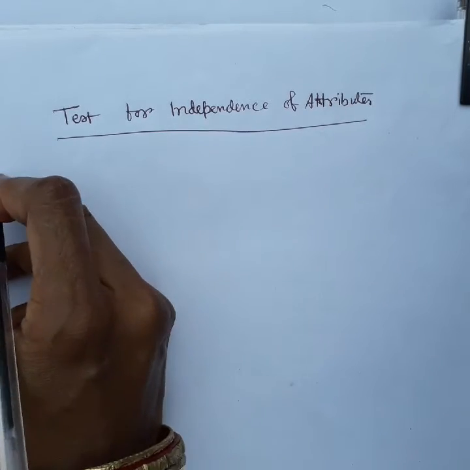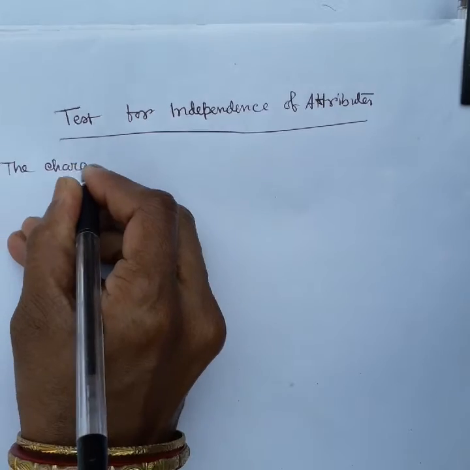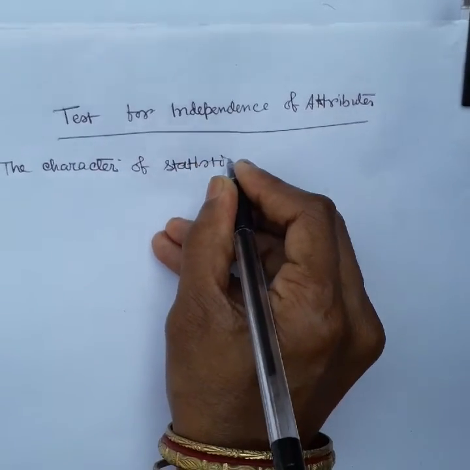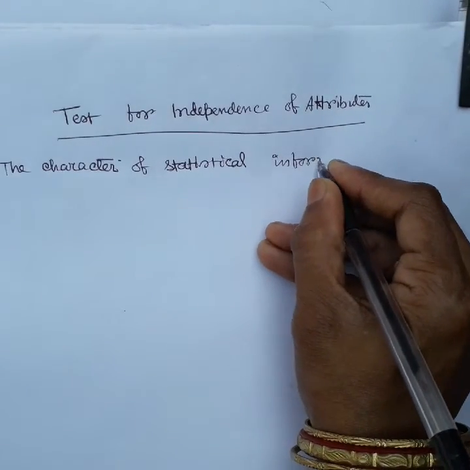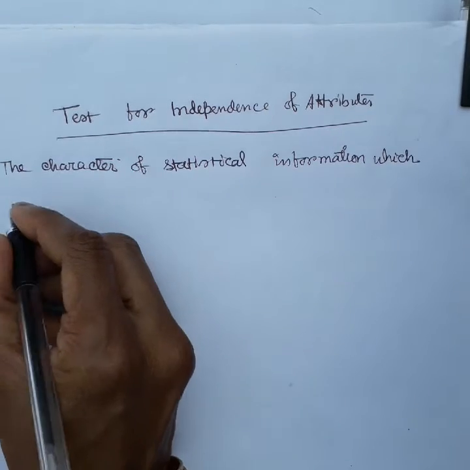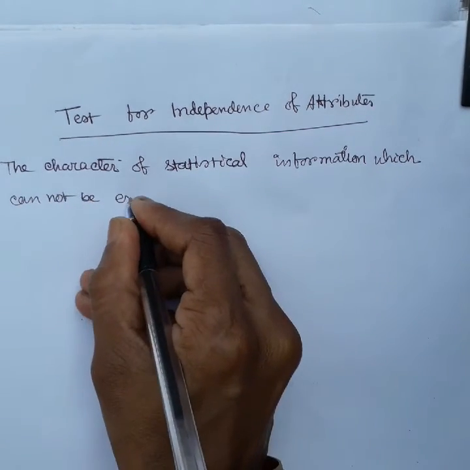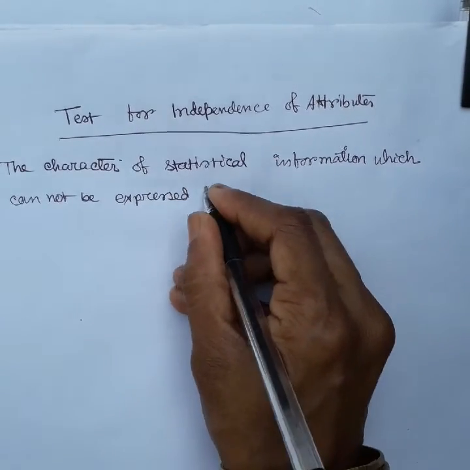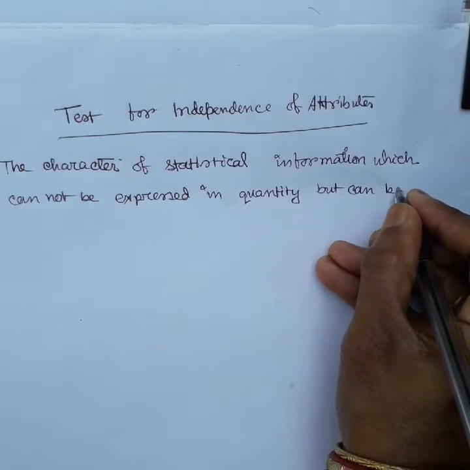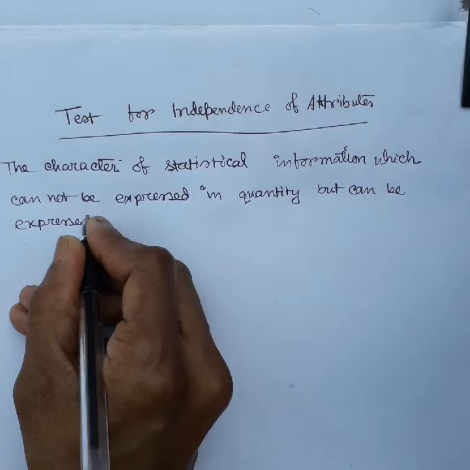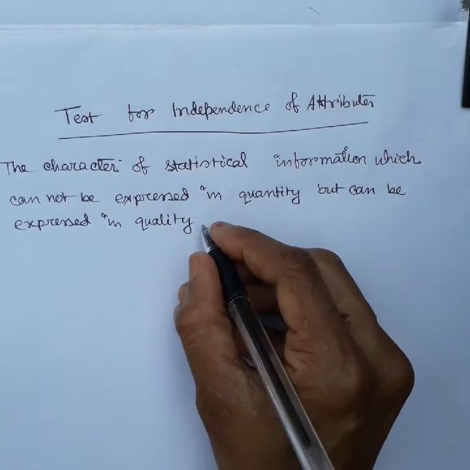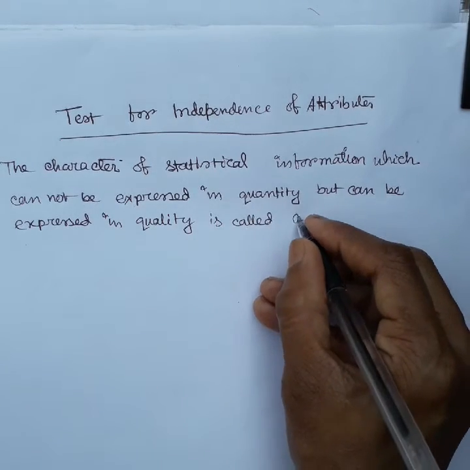Now what is an attribute? The character of statistical information which cannot be expressed in quantity but can be expressed in quality is called an attribute.